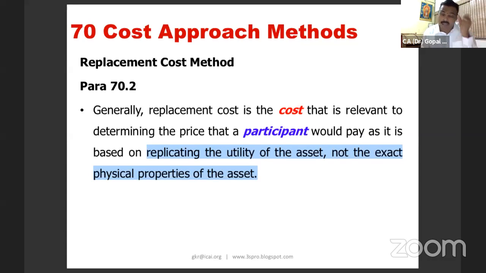So that's why replacement cost: if the same product, same asset, I build it today at today's price, it is called replacement cost. The same asset I would have made three years back, four years back, that will be in the balance sheet. On the balance sheet, I would give 40 lakh, but that 40 lakh was three years ago. If I make that asset now, I am replicating the utility of the asset, not the exact physical properties.